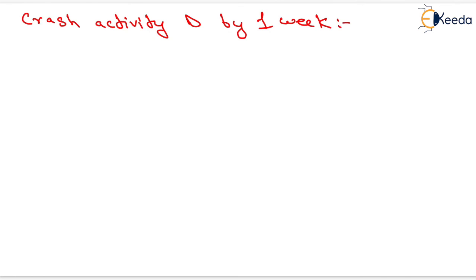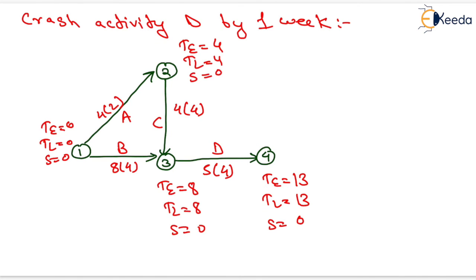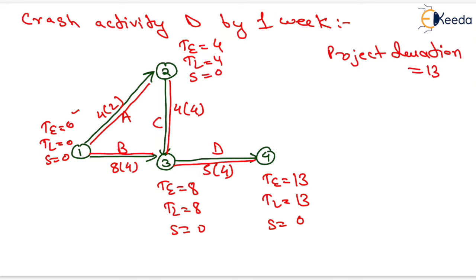Now after crashing of the activity D by 1 week, now we have the network diagram as per the third case, that is crashing activity D by 1 week. So we have calculated the TE, TL and slack and we have the two critical path as 1, 2, 2, 3 and 3, 4 and the next path will be 1, 3 and 3, 4. So project duration will be equals to 13 days.